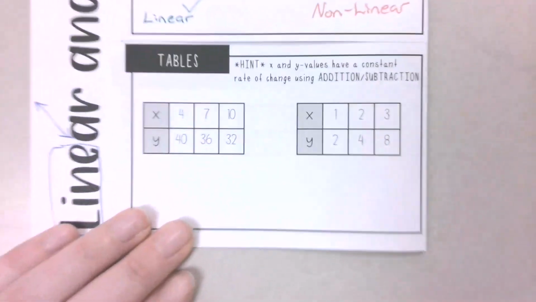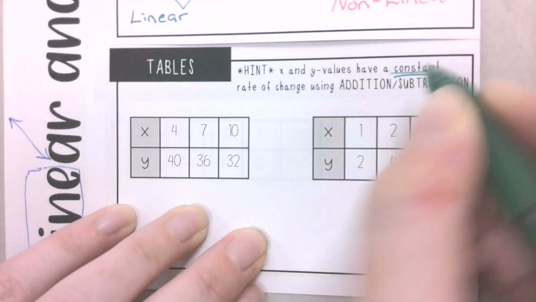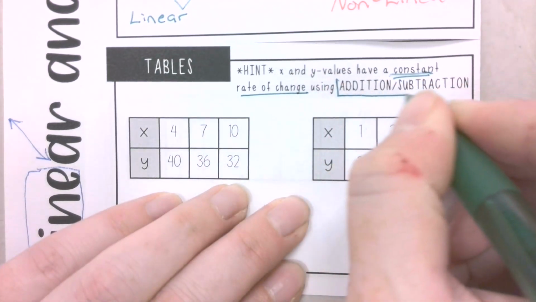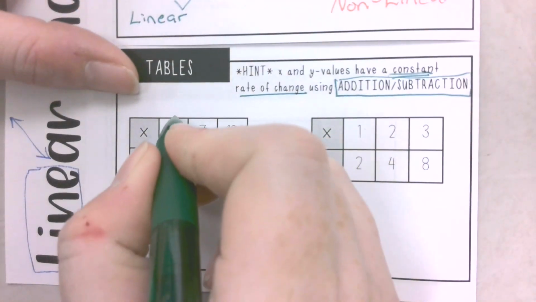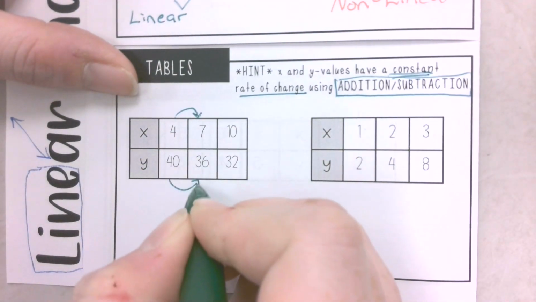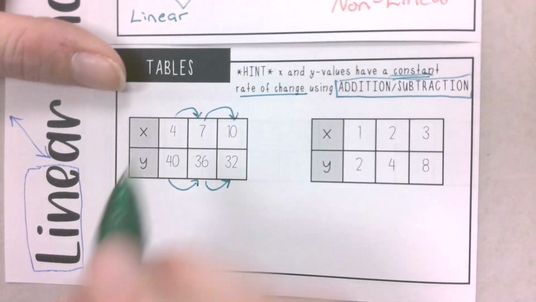This is probably the trickiest one, I think, because you actually have to do some math. But what you're looking for is a constant rate of change using addition and subtraction. So we're looking for adding and subtracting patterns. Remember when we used to do this last year? We used to go from one to the next to the next. Well, we're doing it again.